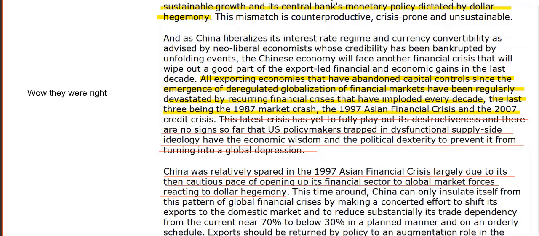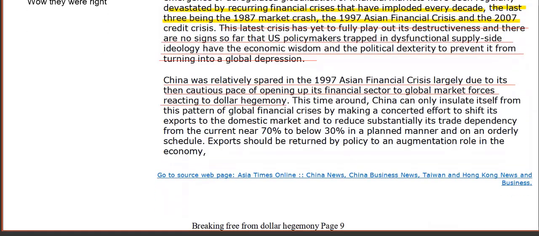The latest crisis has yet to fully play out in its destructiveness, and there are no signs so far that U.S. policymakers trapped in a dysfunctional supply-side ideology have the economic wisdom and political dexterity to prevent it from turning into a global depression, which it did. China was relatively spared in the 1997 Asian financial crisis, largely due to its then cautious pace of opening up its financial sector to global market forces, reacting to dollar hegemony.